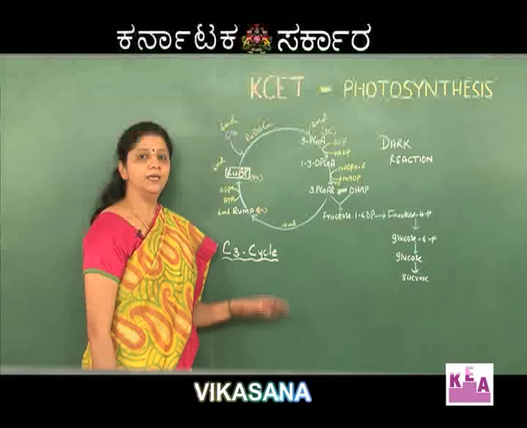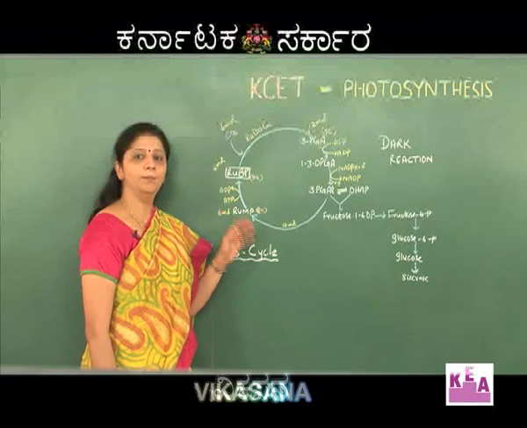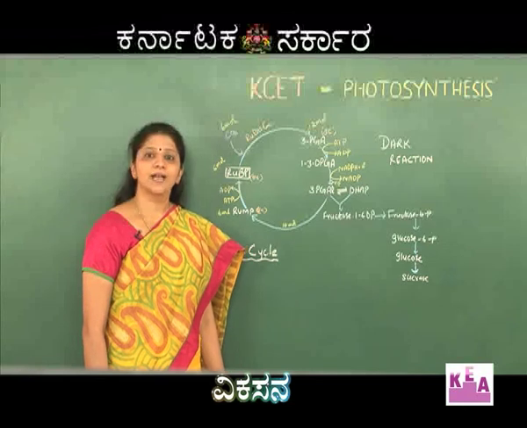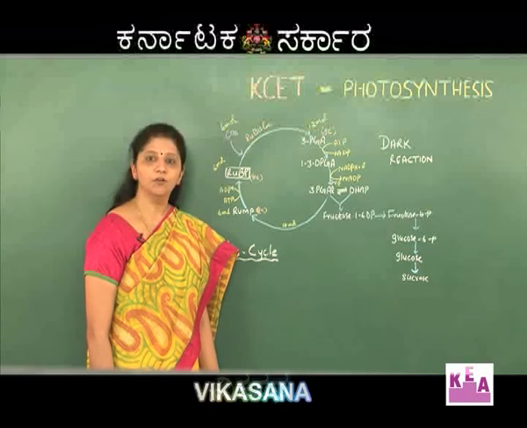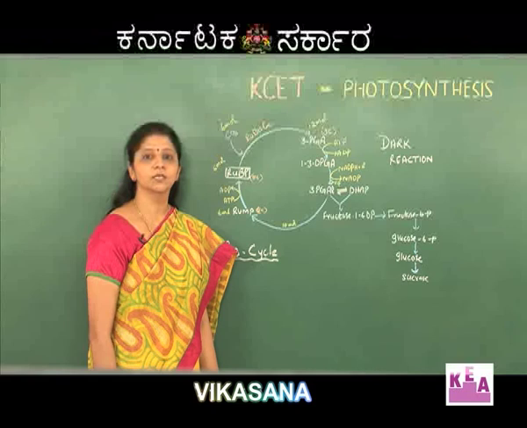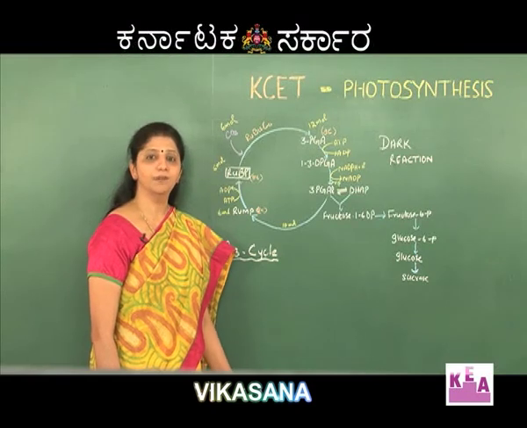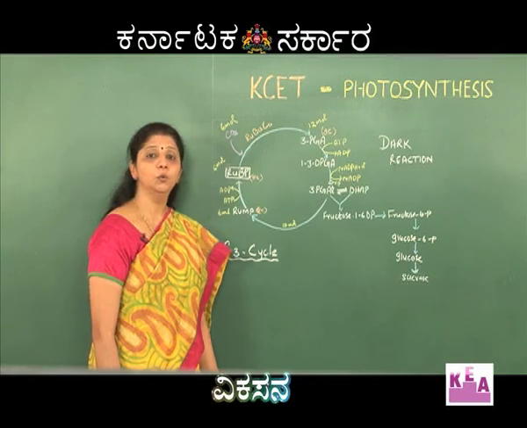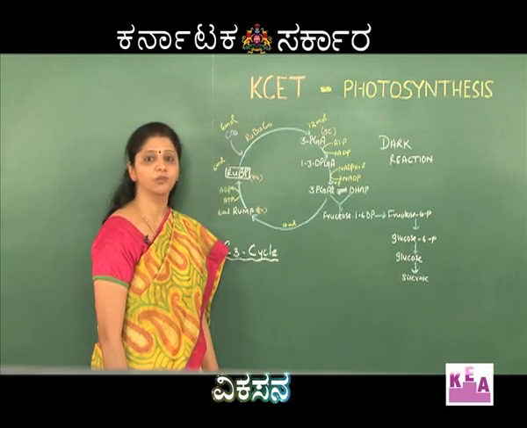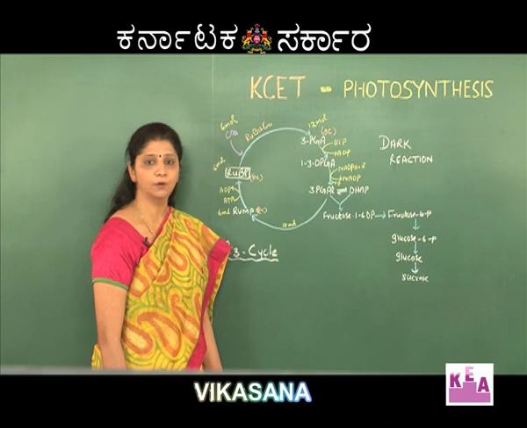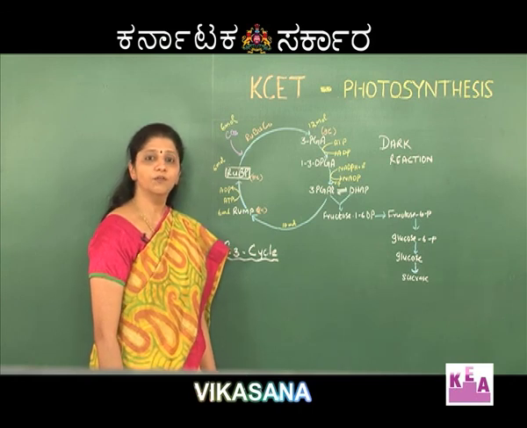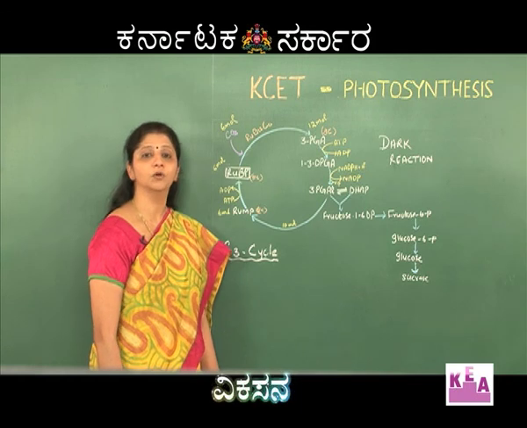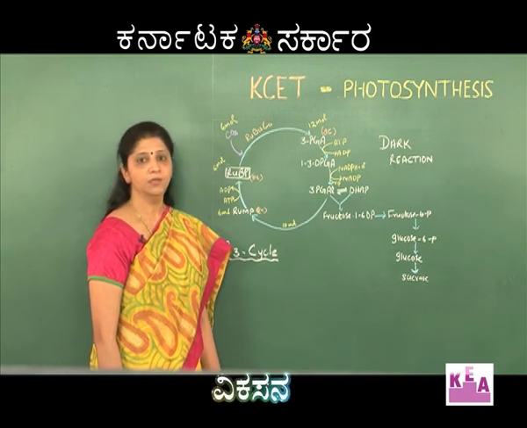The next step is regeneration of RuBP. For the regeneration of RuBP, some of the phosphoglyceraldehyde molecules, through a series of reactions, form RuMP, ribulose monophosphate, which is again a 5-carbon compound. This ribulose monophosphate is phosphorylated to produce RuBP, or ribulose bisphosphate.